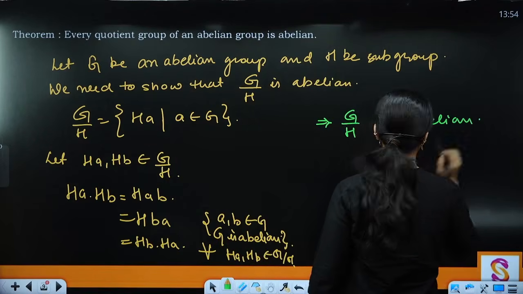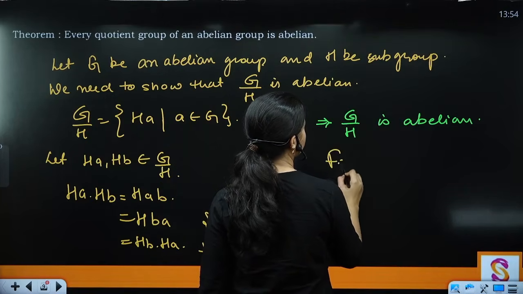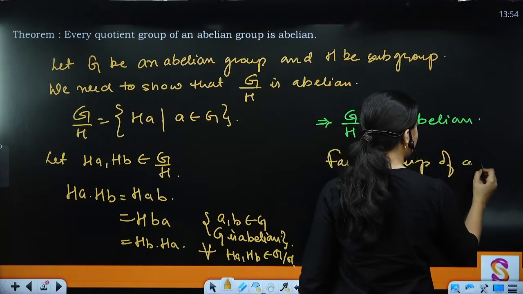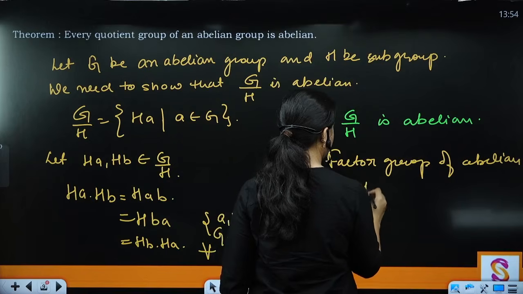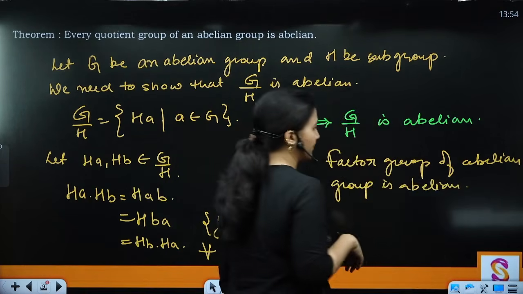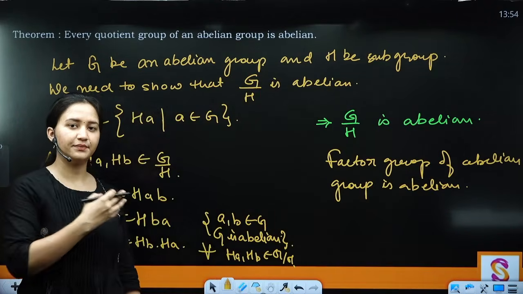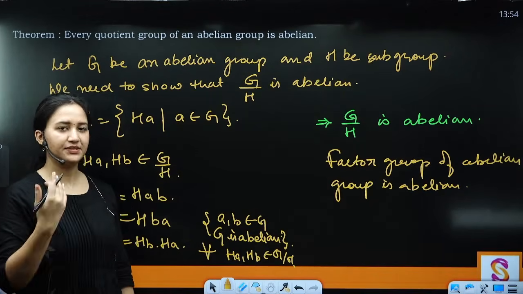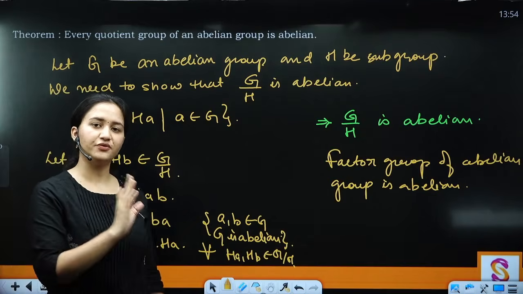From here we can write a result that a factor group of an abelian group is abelian, right? But the converse need not be true: if a factor group is abelian, that does not make the group abelian too. This is not going to be true. You will see examples of this later. For now, just write that a factor group of an abelian group forms an abelian group.